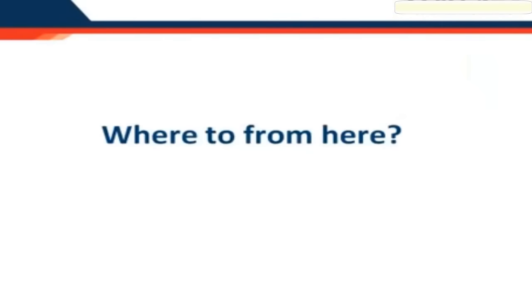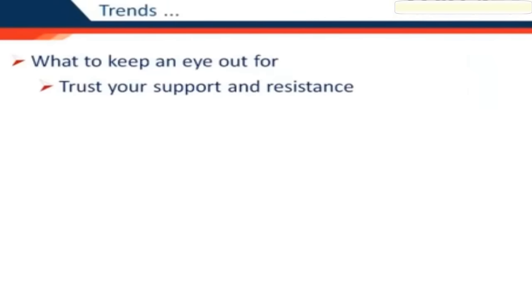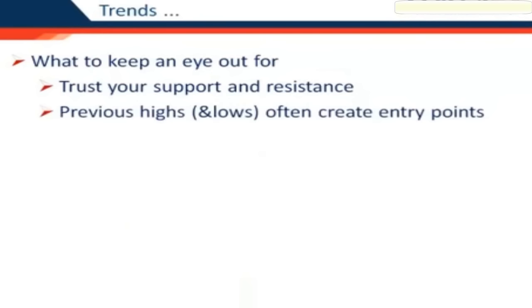So where to from here? What do we have to keep an eye out on when trading trends? Firstly, trust your support and resistance levels, because that's where the buyers or the sellers have been previously, and we need to make an assumption that they'll be there again. The use of previous highs and lows often create entry points, giving you a good indication of where you think the market will take off from now.